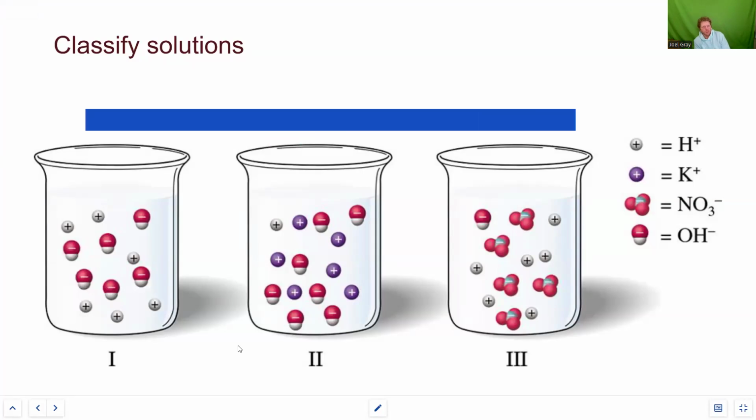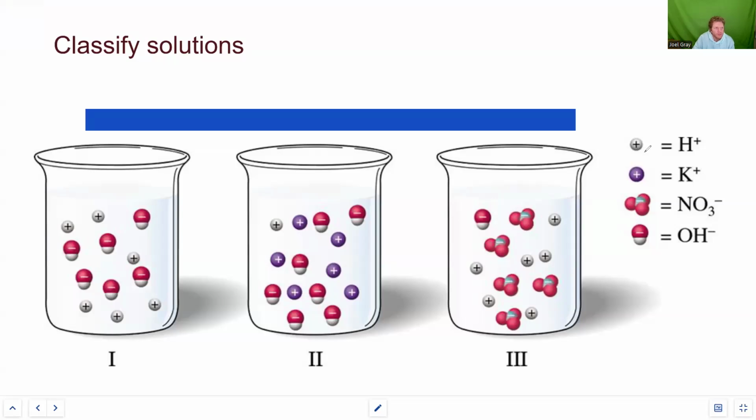Which one of these solutions do you think is acidic? And I know that it just popped up on the screen, but let's imagine that it's not there. 1, 2, or 3 is acidic. Okay, we got some answers. 3 is acidic. Okay, so I'm going to follow along with that.